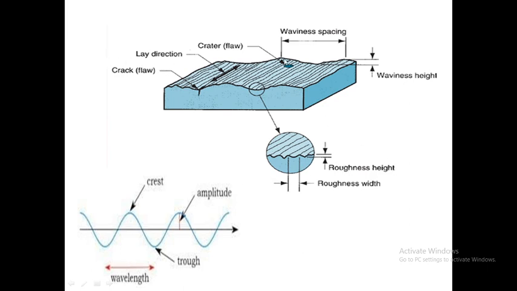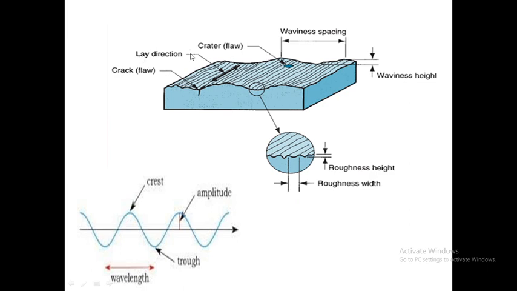Also, you can see in this figure that some amount of material has been removed. This removed material is what is called a flaw. A crater flaw is where some amount of material has been removed, and the next flaw is a crack flaw, that is, some part of this workpiece has been cracked. So wherever there is a crack or a crater, these irregularities are termed flaws.